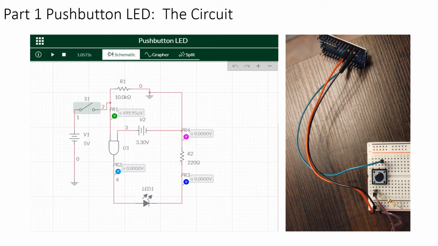This is the circuit for part 1, the push button LED. On the left hand side you can see the circuit modeled in Multisim. In this case the switch was open and you can see that the voltages are all basically zero. On the right side you can see the actual physical circuit I built connected to the Arduino Nano.